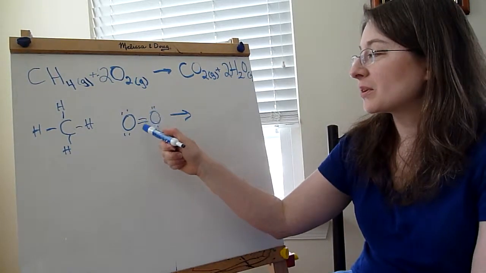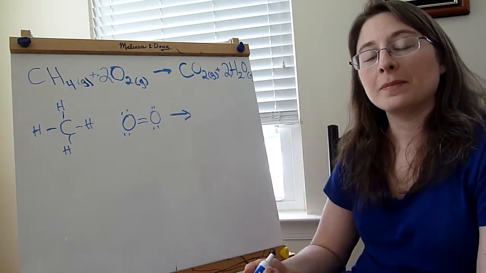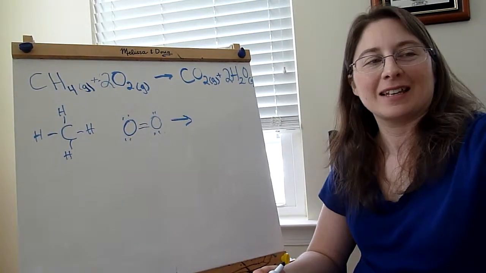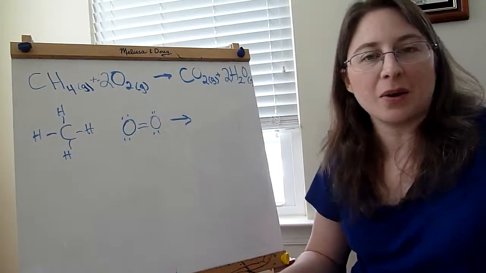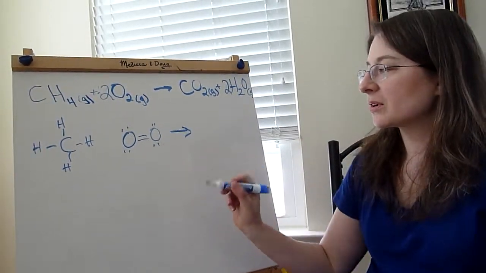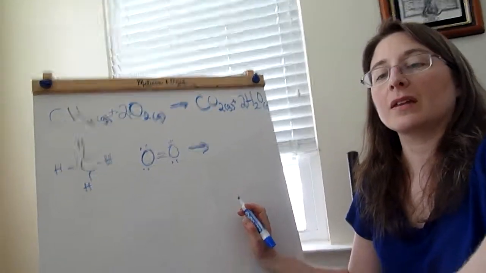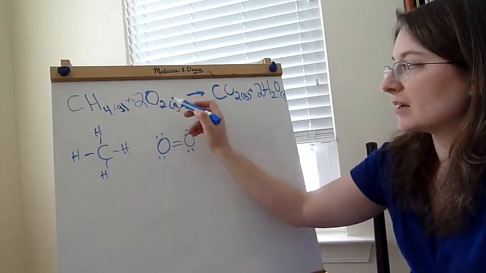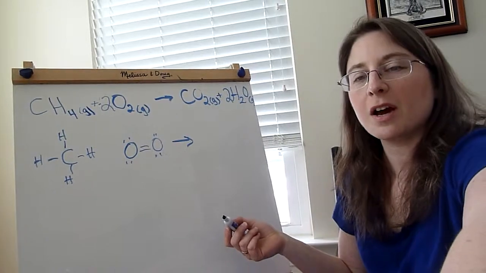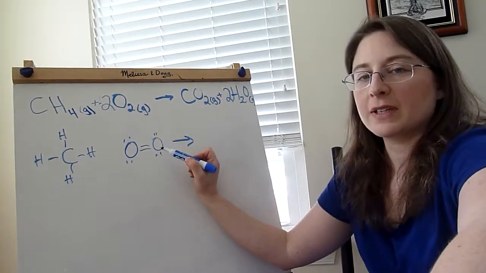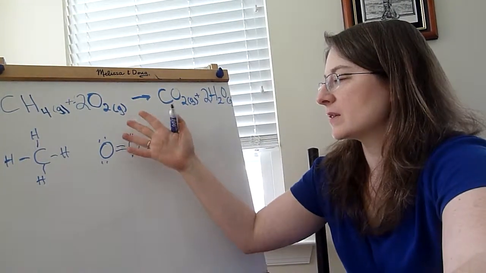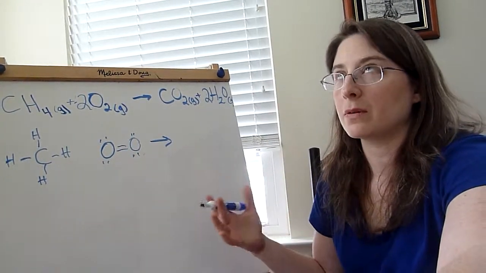The energy stored in the elemental form of any element is always 0 for Hess's law. So since oxygen is a homonuclear diatomic, O2 is its elemental form, so it is going to have an enthalpy of 0, standard enthalpy of formation of 0.